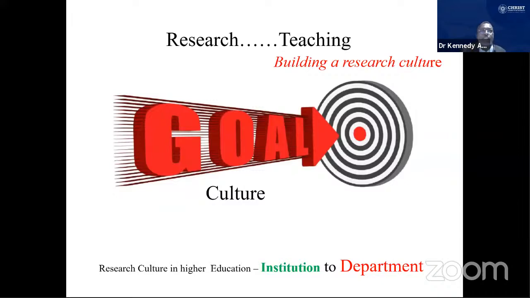You want to be called a teaching institution, be a teaching institution. You want to be called a research institution, you call yourself research. Who will survive, who will perish, God alone knows. So therefore, from the institution, the responsibility goes to the department, and I would say from the department to every individual faculty.